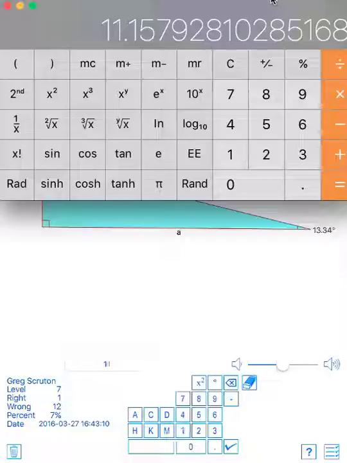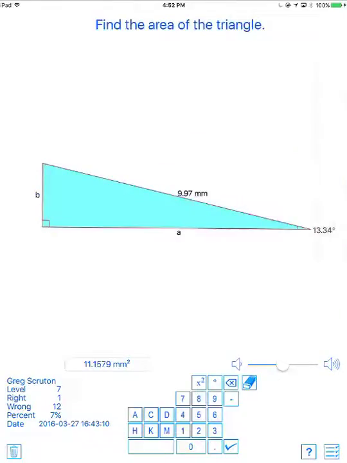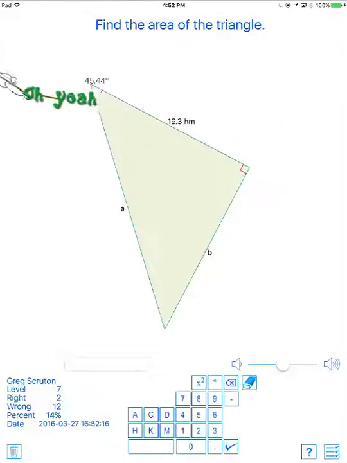So 11.1579 millimeters squared. All right, and let's click on the check button to see if we're right. Yay! All right, and that is it.